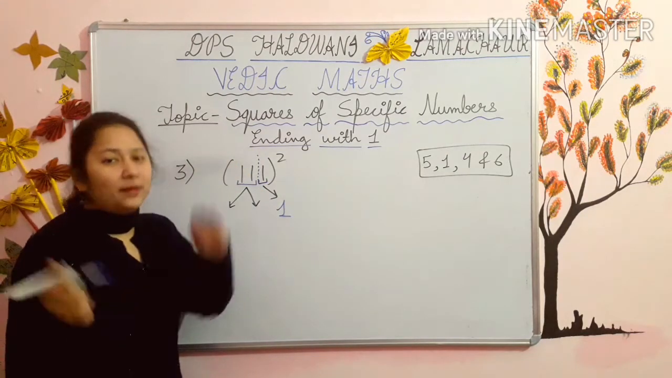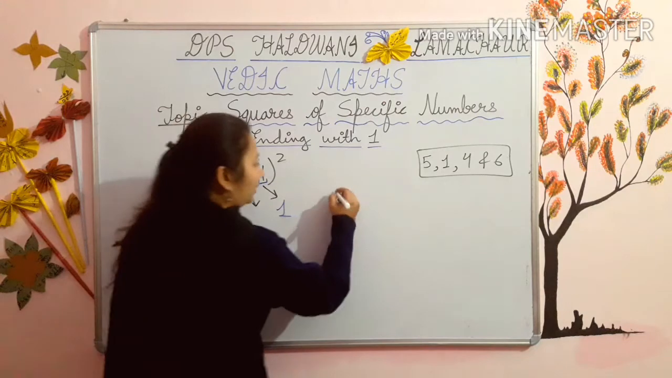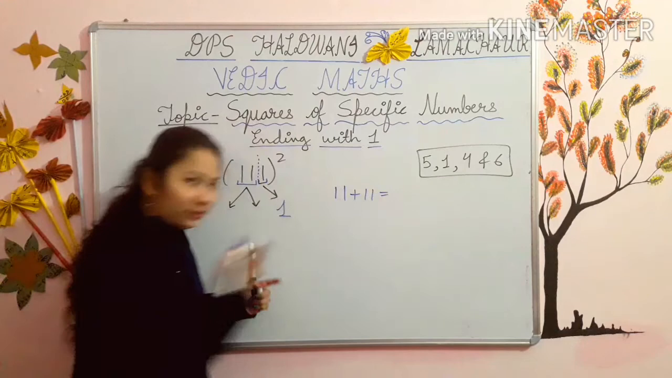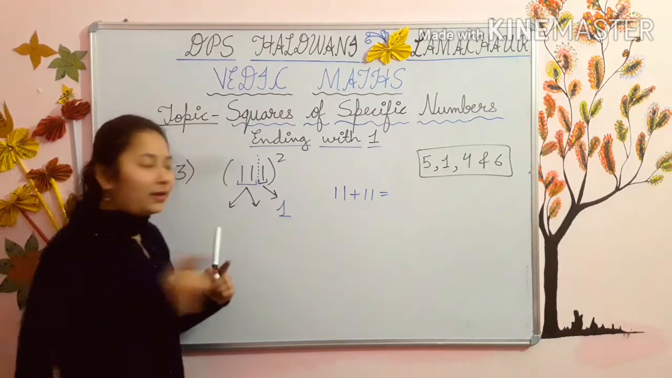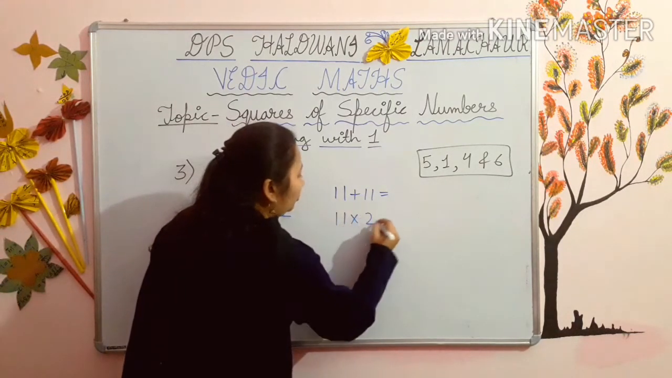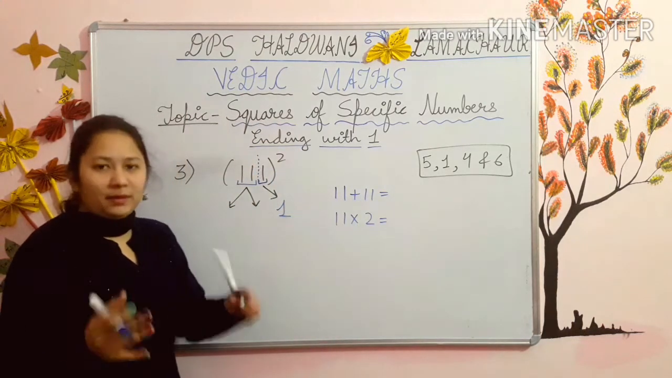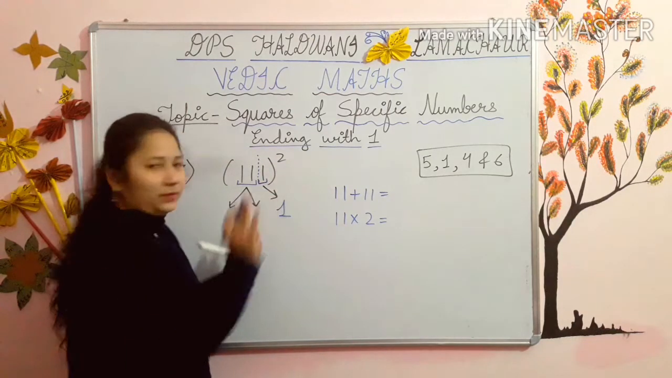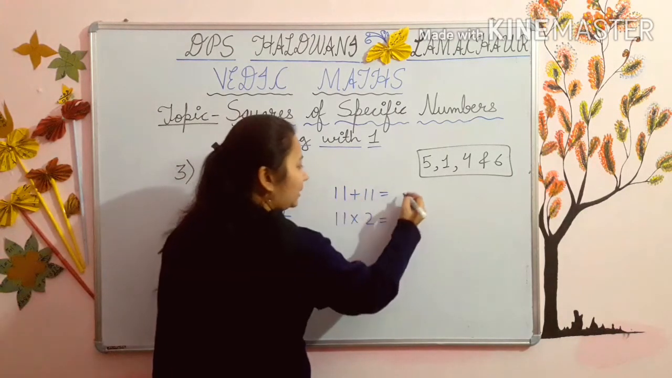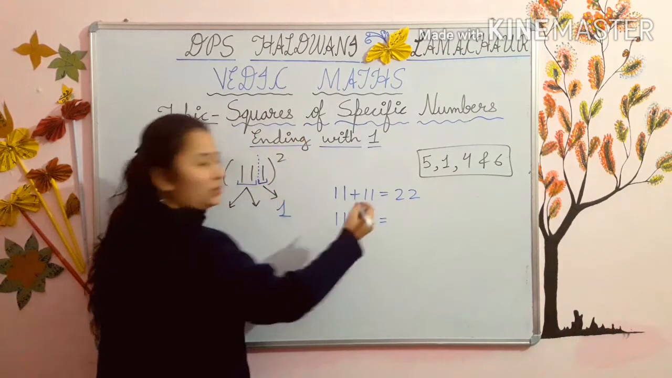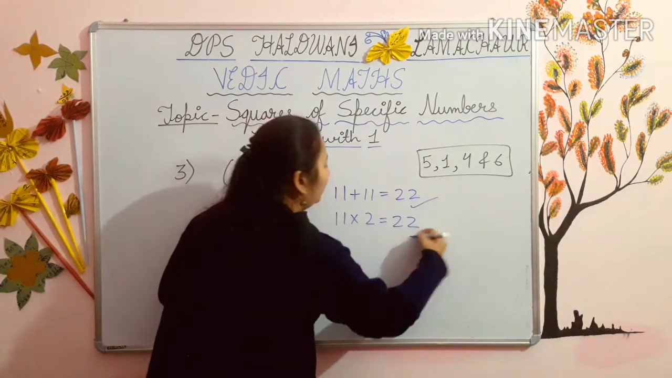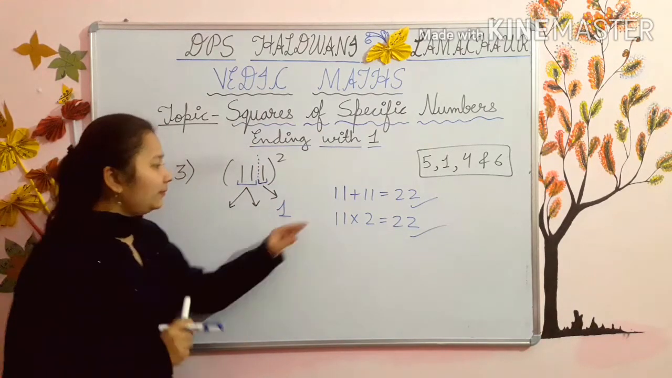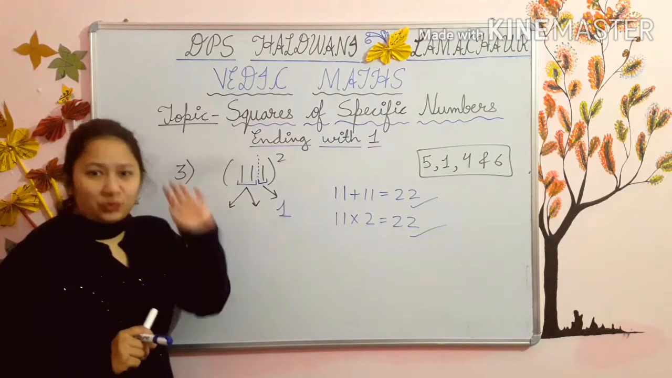Now double 11, as you have done in the previous sums. Double of 11 means 11 plus 11 also you can do if your addition is strong, or 11 into 2 also you can do. You can use any of these methods. So 11 plus 11 is 22, or 11 twos are 22. I am telling you both these methods so that you can use any of them. Now double of 11 is 22.